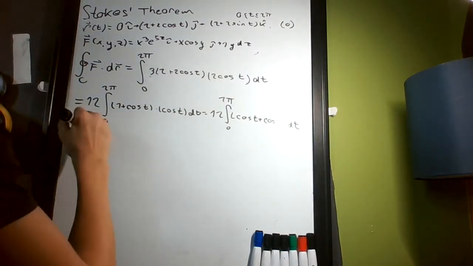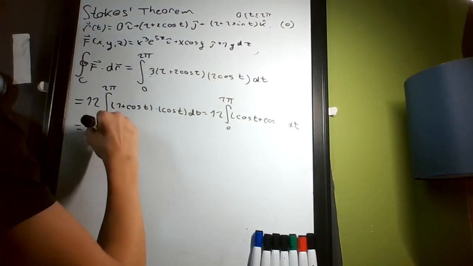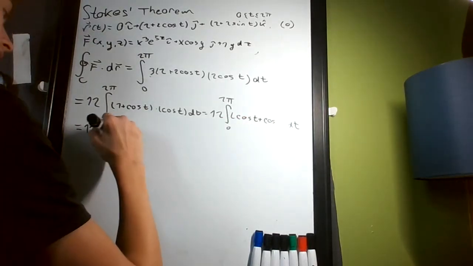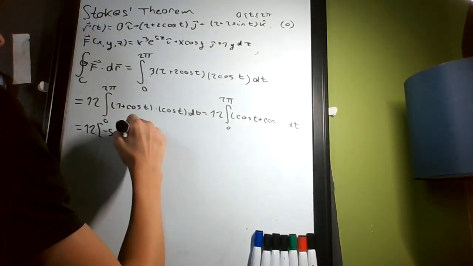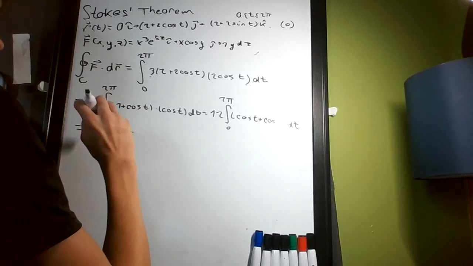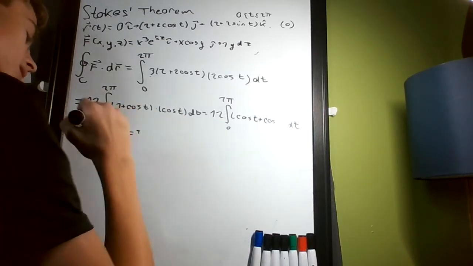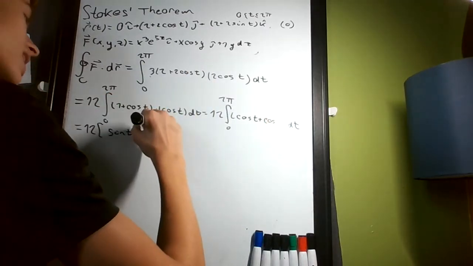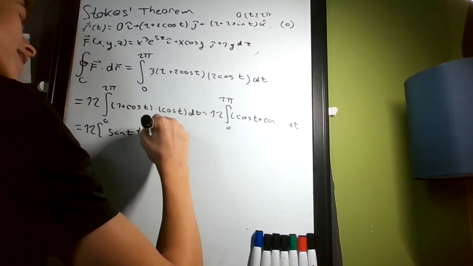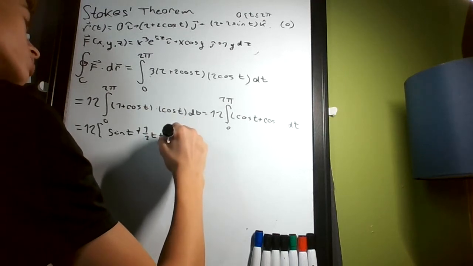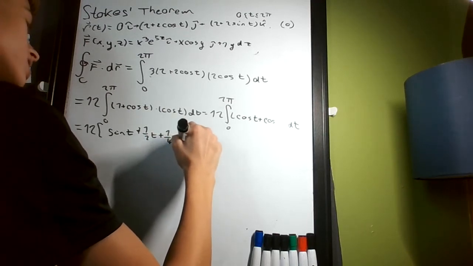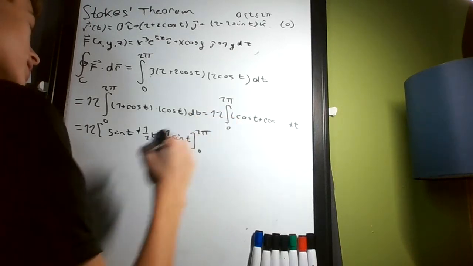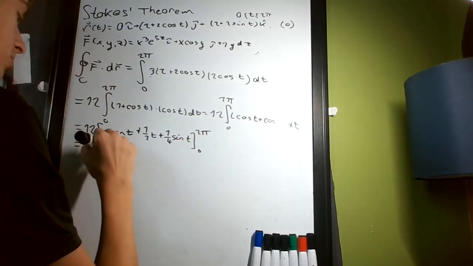Okay, so now, what do I get out of this? Well, it's going to be 12 times the antiderivative of cosine t. It's sine t, sorry, not negative sine t. And plus, if you do the antiderivative of cosine squared t, you get 1/2 t plus 1/4 sine 2t, from 0 until 2 pi.